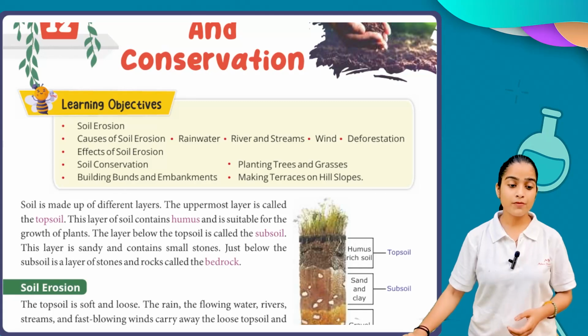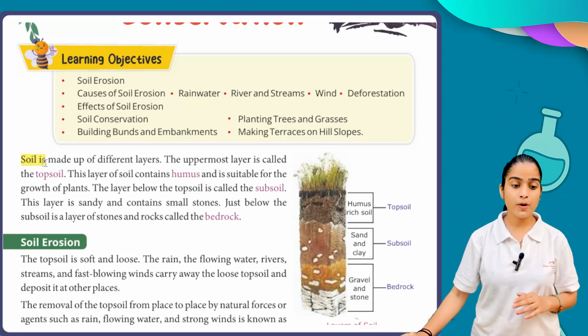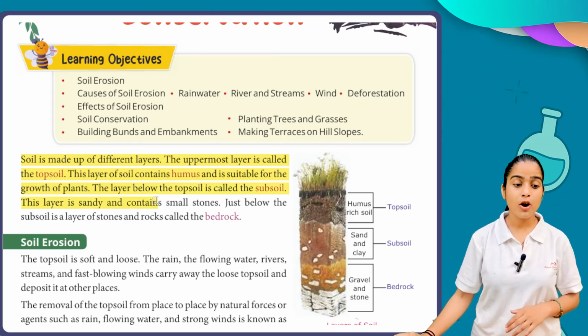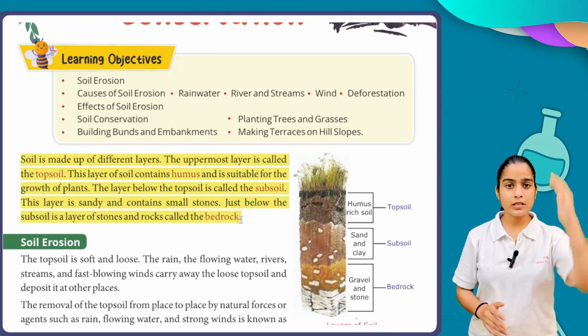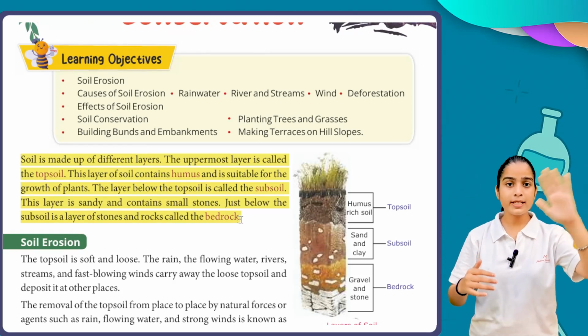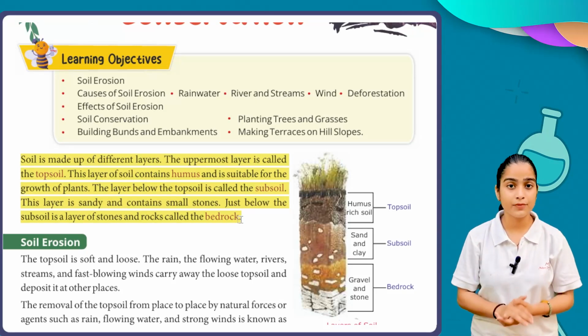Soil is made up of different layers, as we already discussed in our earlier classes. The uppermost layer is called the topsoil. This layer contains humus and is suitable for the growth of plants. The layer below the topsoil is called the subsoil. Just below the subsoil is the layer of stones and rocks called the bedrock. So basically we have three layers: top layer, sub layer and bed layer. The top layer is referred to as topsoil, the sub layer as subsoil, and the last layer as bedrock.